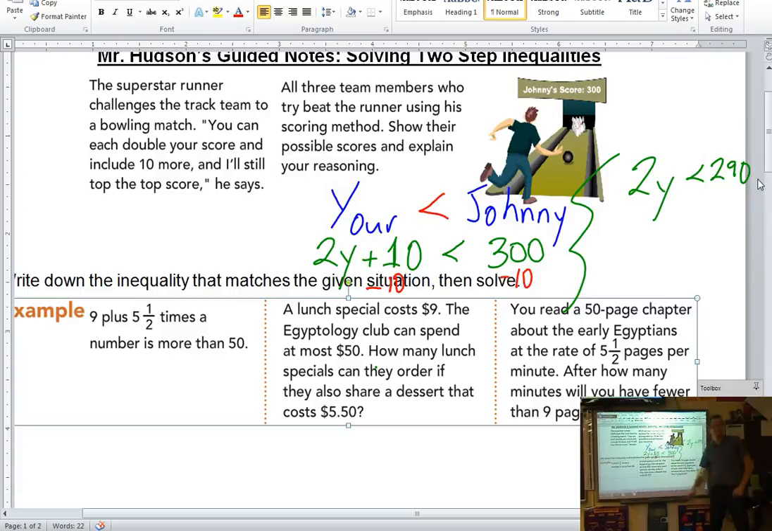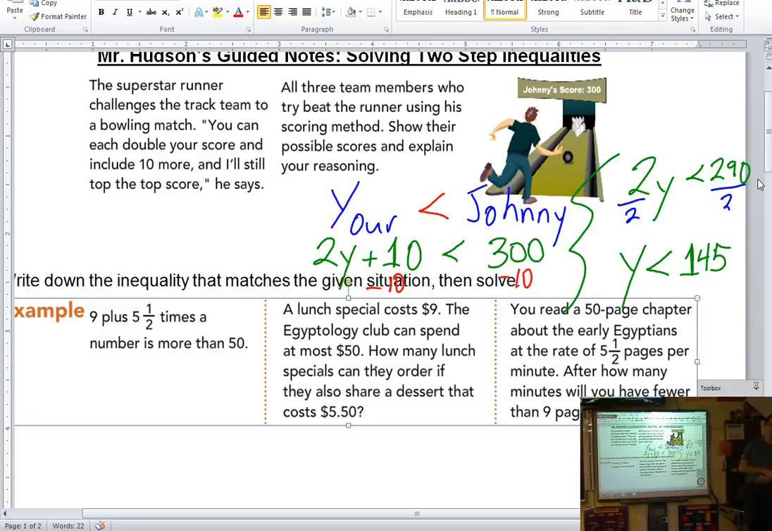Now you want to get just y, so you divide by 2. Now we want to get just y, so we divide by 2. And that gives me a solution of y, your score, was less than... Well, 290 divided by 2, though. 145. So any scores that were less than 145, and Johnny's true.